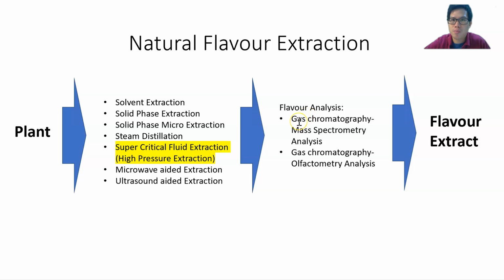Okay, so the molecules are separated using the GC, gas chromatography, and then the mass will be analyzed by the mass spectrometer. You can actually use GC olfactometry analysis as well, or you can combine these two. The olfactometry analysis is basically using the nose to determine what smell it is.